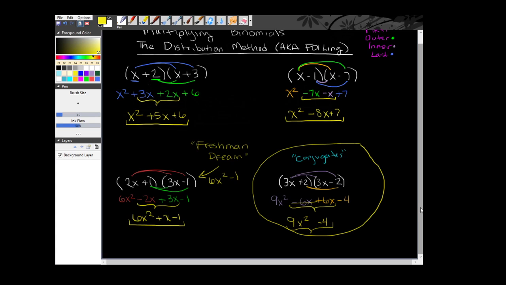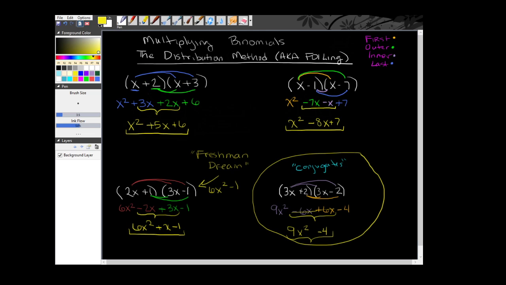Alrighty, so that is all of the examples I have for the distribution method. In my next video, I will start covering more examples of conjugates called a difference of squares.